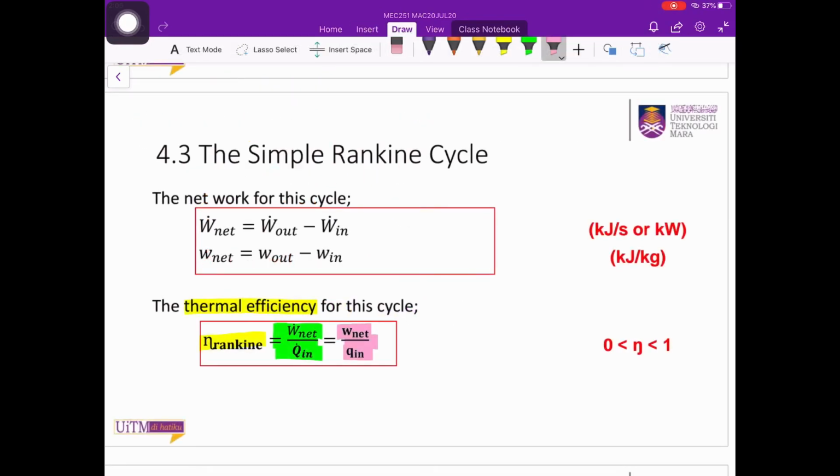The thermal efficiency for the Rankine cycle is given by power net out divided by heat transfer rate in, or equal to net work out divided by heat transfer in. Note that the value for the thermal efficiency will be between 0 and 1. Power net out is given by power out minus power in, and net work out is given by work out minus work in.